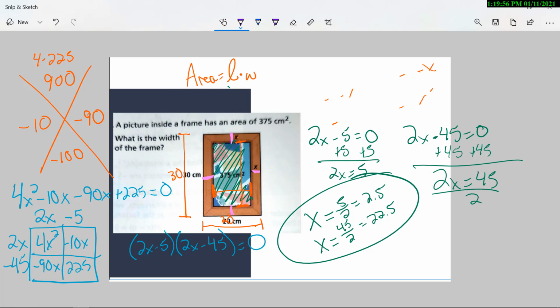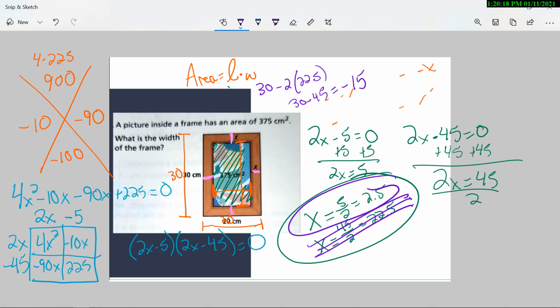22.5. Well, on the one side, we have 30 minus 2 times that frame. So 30 minus 45. Unless you have a ruler that can find negative length, I don't think that answer works. So we only have one real answer. Now it actually had two solutions, but only one actually made sense with the context of this problem.